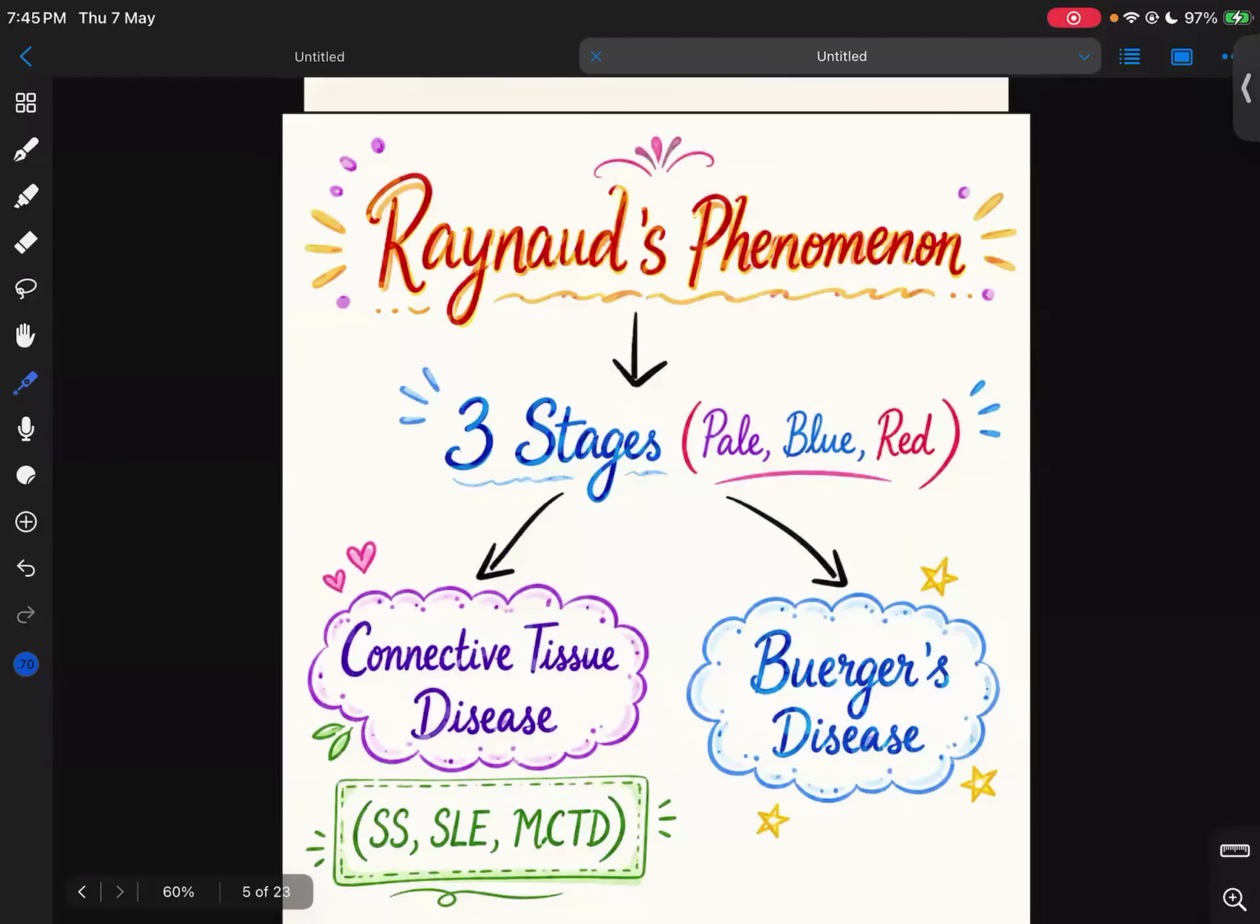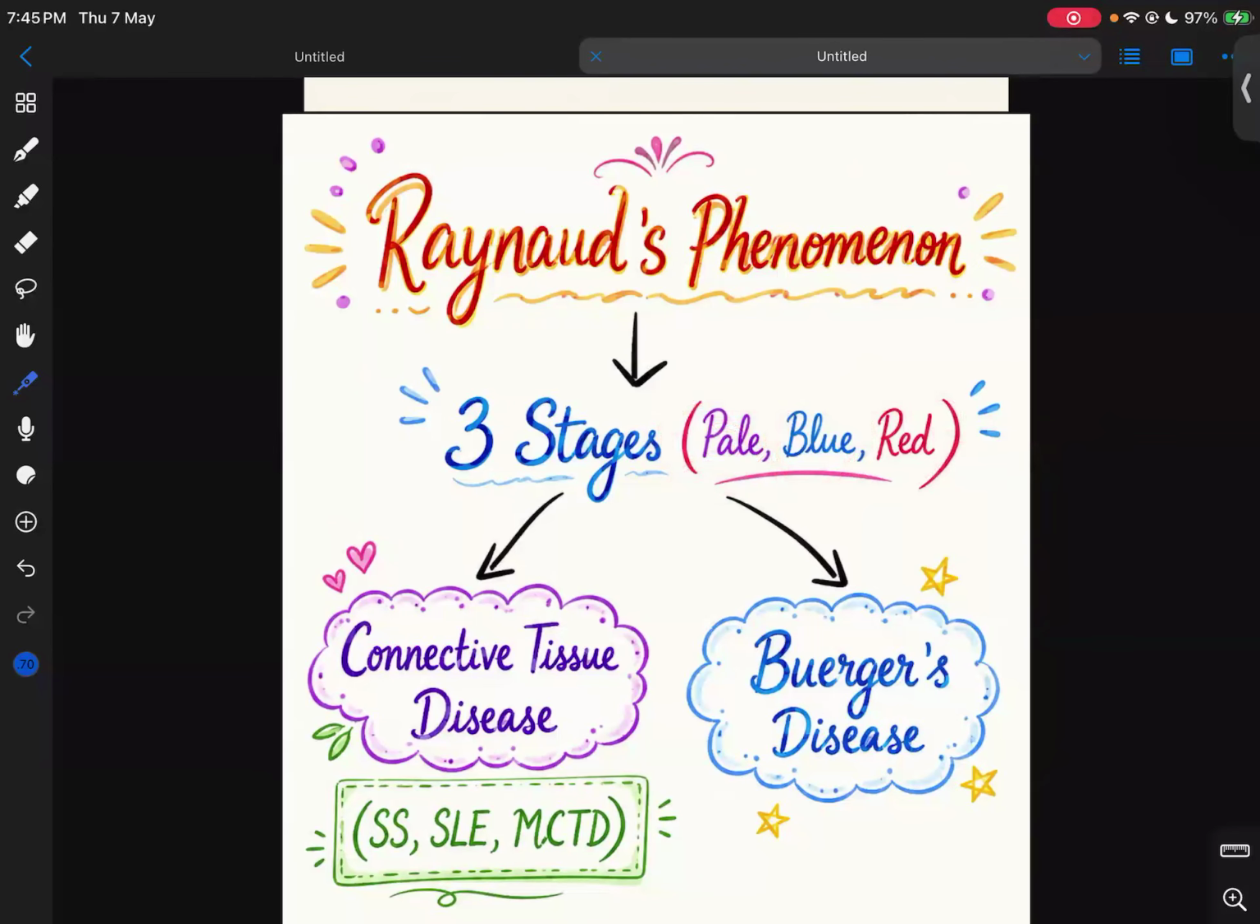Right after asking this question and confirming the Raynaud's phenomenon by asking the screening question, we have to ask the 3 stages of Raynaud's phenomenon to confirm that it is truly a Raynaud's phenomenon. The 3 stages are pale, blue, and red. We just have to ask the patient, have you noticed the color changes? Like first it turns pale, then blue, then red. The patient will reply accordingly that yes, I notice first it becomes pale, then blue, and then red. It is due to hypoxia, then cyanosis, and then hyperemia.